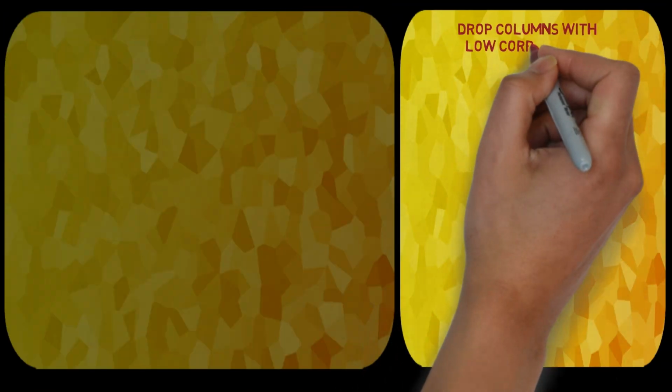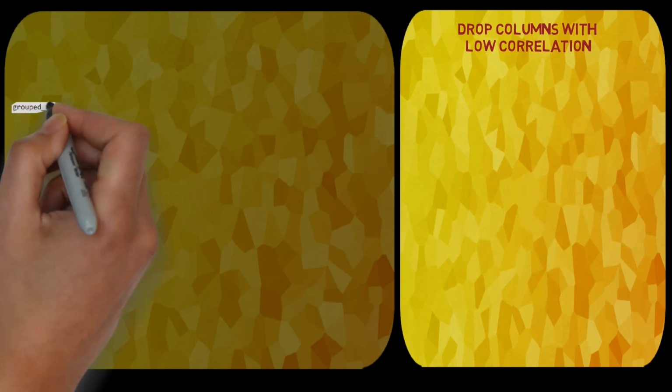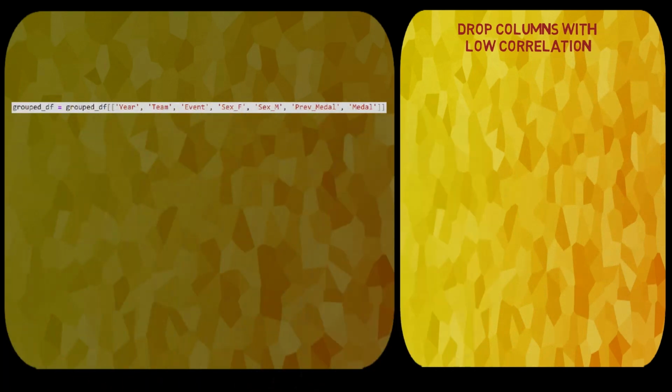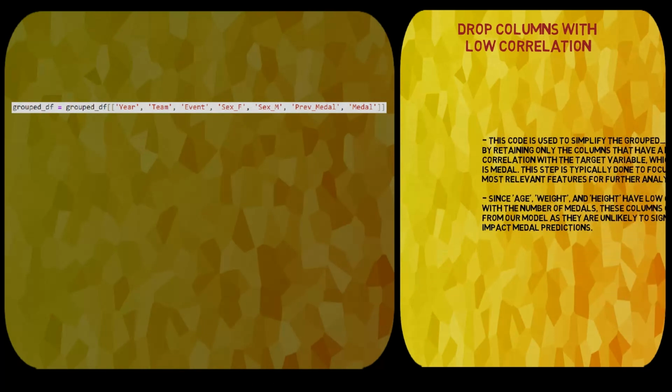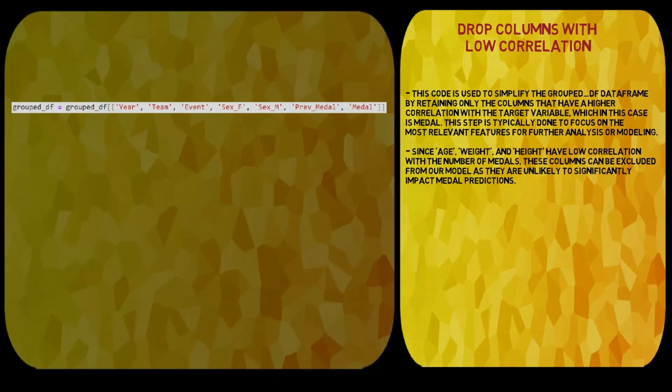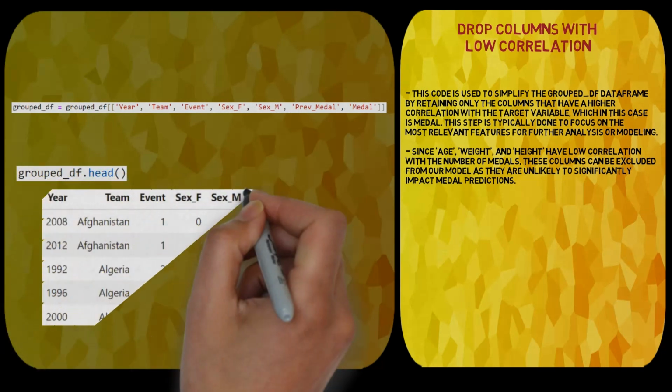Drop columns with low correlation. To simplify our data frame, we drop columns like age, weight, and height, which have low correlations with the target variable. This focus on relevant features will help improve our model's performance.